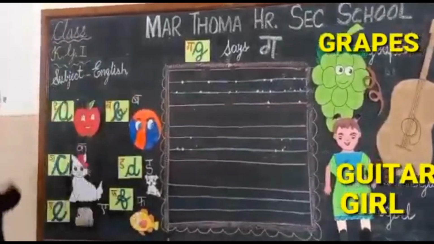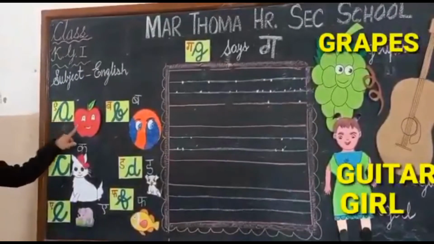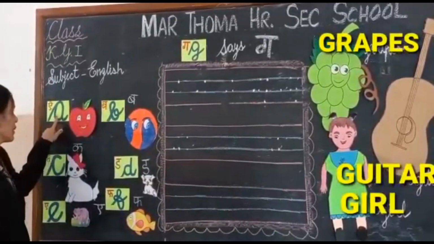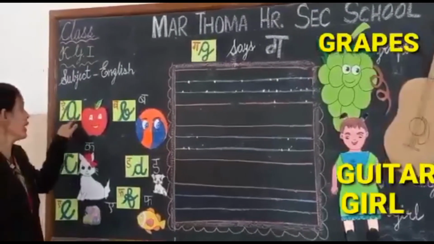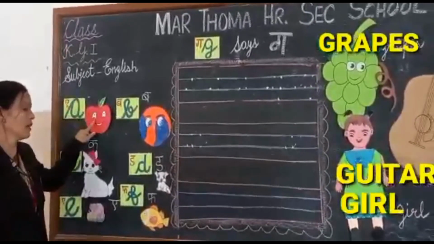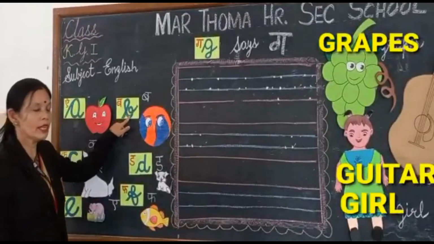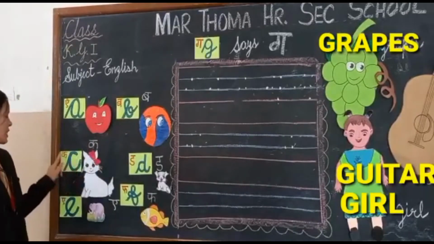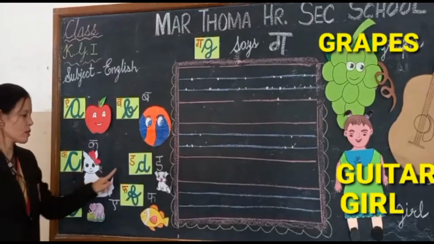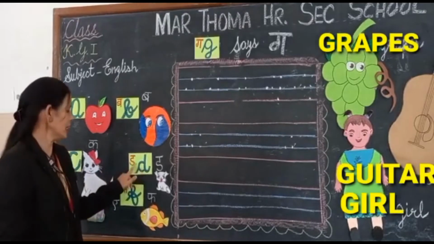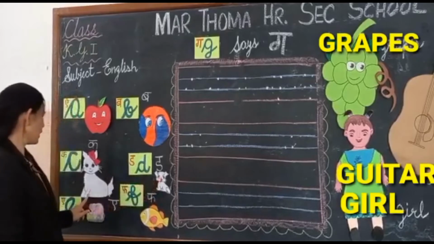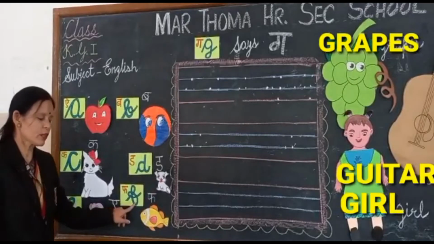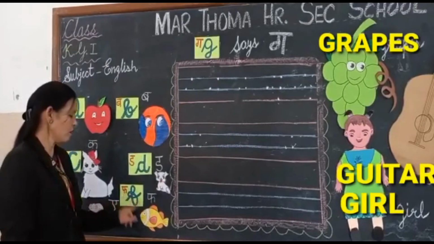Okay. Now, come here. This is letter small cursive A. Okay, small cursive A, A, apple. Small cursive B, B, ball. Small cursive C, C, cat. Small cursive D, D, dog. Small cursive E, E, elephant. Small cursive F, F for fish.